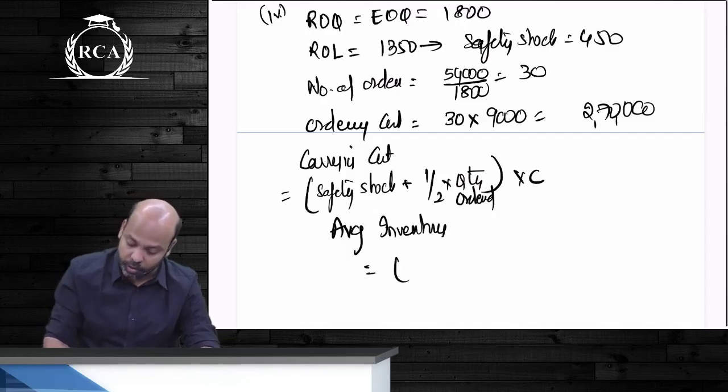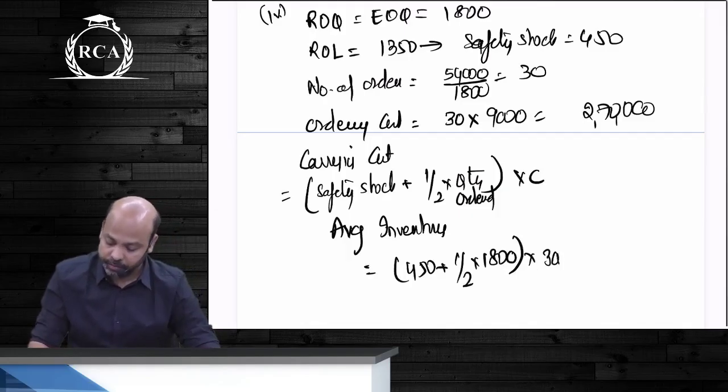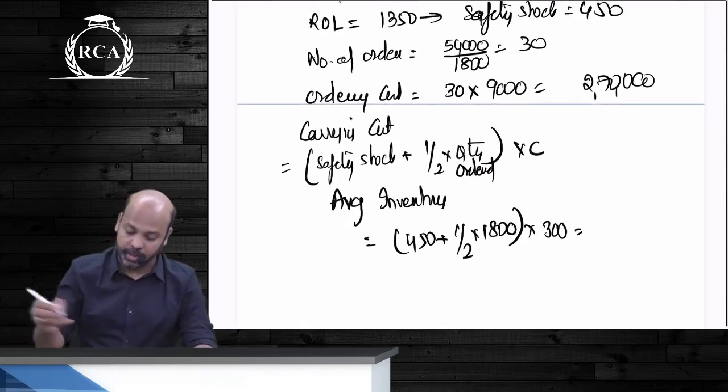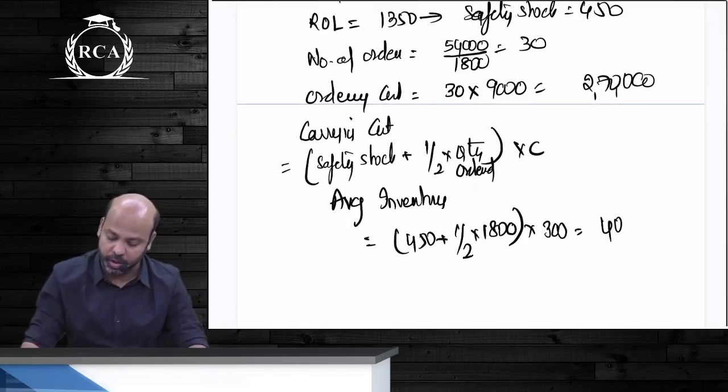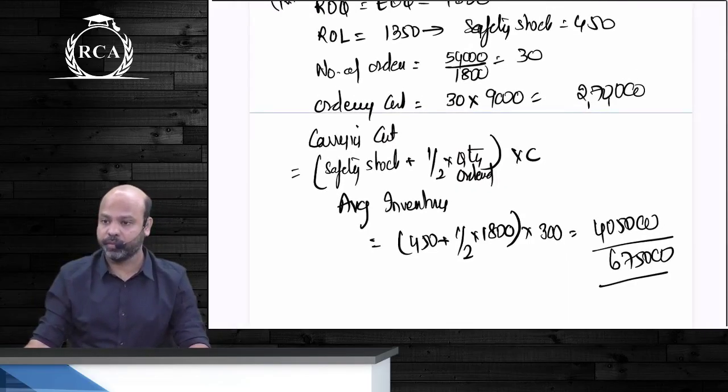So that'll be 450 plus half of 1800 into what's the carrying cost per unit? So 2 lakh 70 तो आएगा ही, plus another 1 lakh 35, 4 lakh 5,000. Total amount 6 lakhs. Are you all clear about this? सबको समझ में आया? Why am I including safety stock?